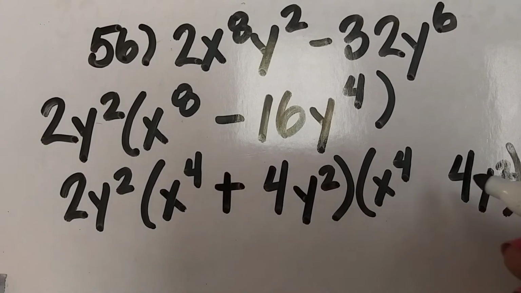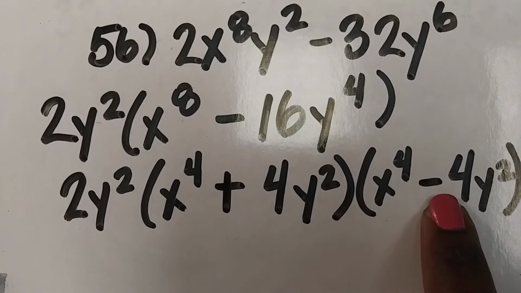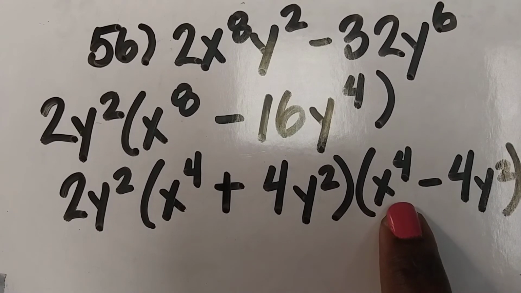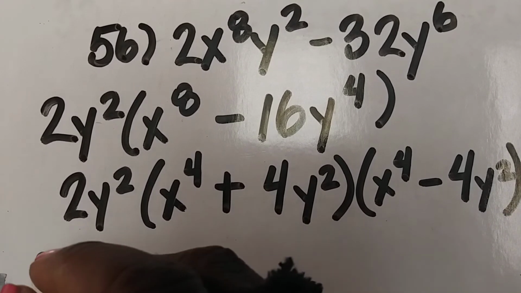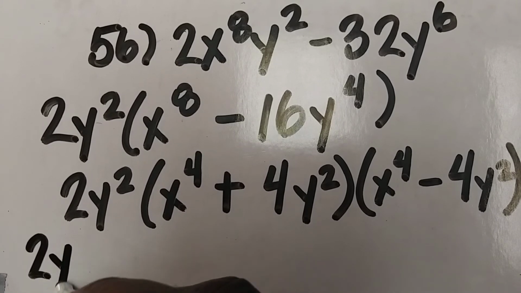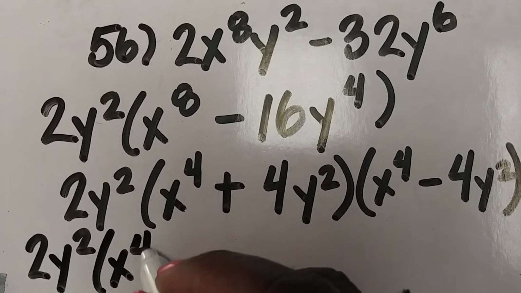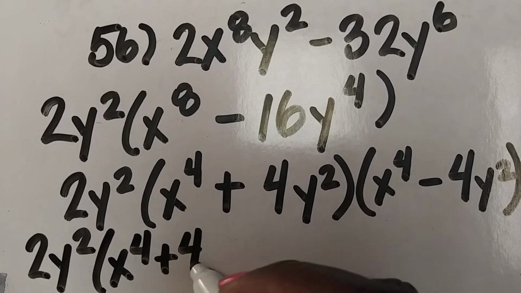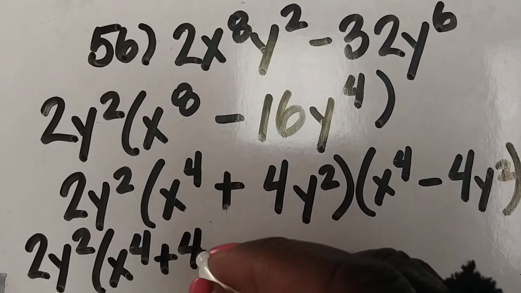And then the sign's going to be different. This is not a difference. That's a sum, so you can't break this one down anymore. But this one is still a difference. And I can take the square root of x to the 4th and 4 and y squared. So I can break it down one more time. I'm going to write down 2y squared. Bring down x to the 4th plus 4y squared.